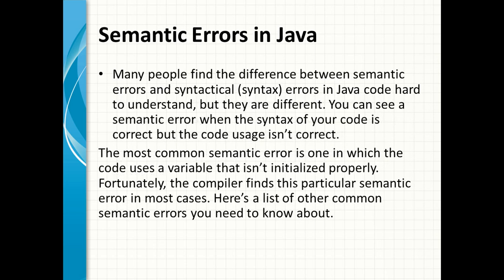Next is semantic error. Many people find the difference between semantic errors and syntax errors in Java code hard to understand, but they are different. You can see a semantic error when the syntax of your code is correct but the code usage isn't correct. The most common semantic error is one in which the code uses a variable that isn't initialized properly. Fortunately, the compiler finds this particular semantic error in most cases. Here's a list of other common semantic errors you need to know about.